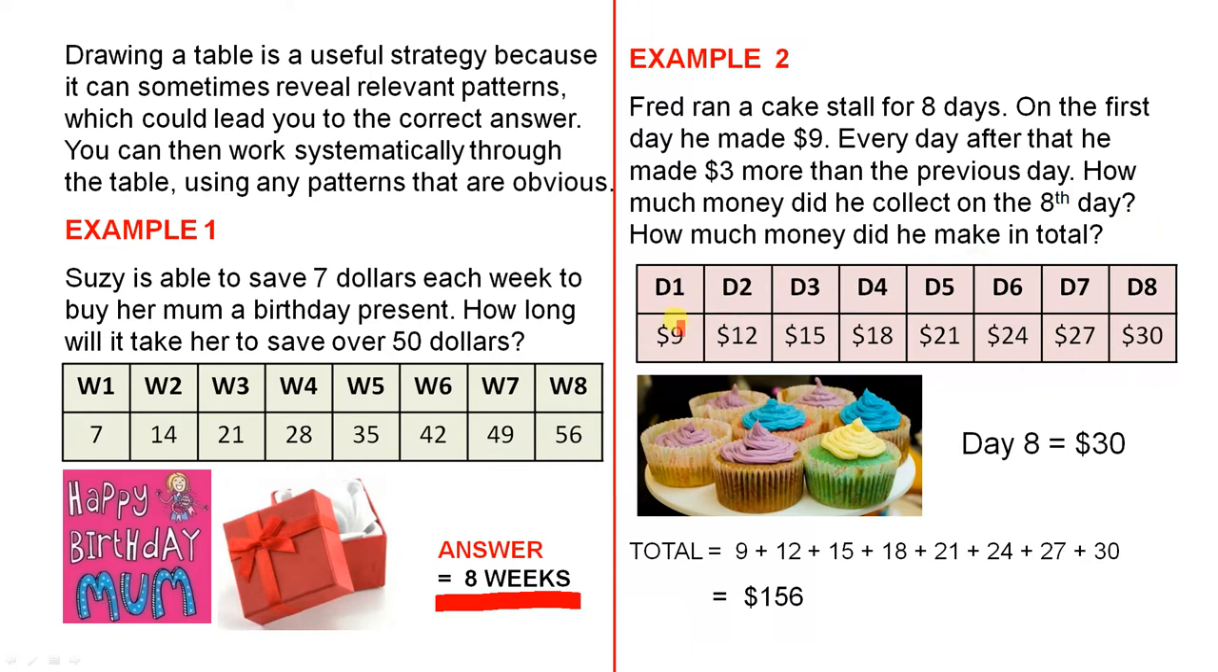On day 1 he collected $9. On day 2 he collected $12 because he made $3 more. On day 3 he collected $15 because he made $3 more. We keep adding $3 onto the previous total, and we get to day 8 because that's what the question's asking. On the 8th day he collected $30. The total, of course it says how much money did he make in total. You add all those amounts up and you get $156 in total.